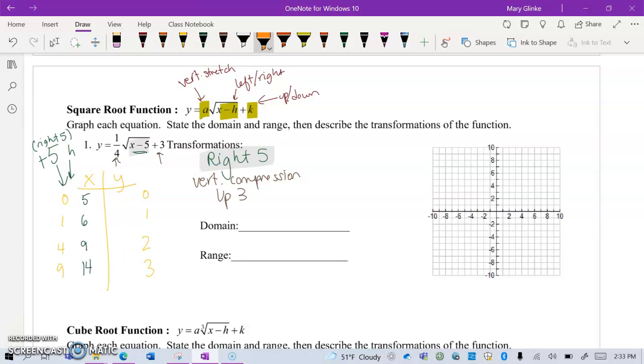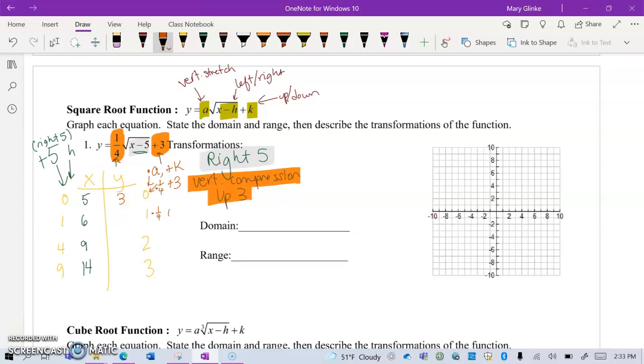Then anything outside, not really with your x's, is going to deal with your y's. So that's the times 1/4 and then the up 3. So for your y values, to figure out your new ones, you're always going to multiply by your a value and then add your k value. You're following your order of operations. So for this one, you're going to take all of your outputs and you're going to multiply by 1/4 and then add 3. So 0 times 1/4 plus 3 is 3.